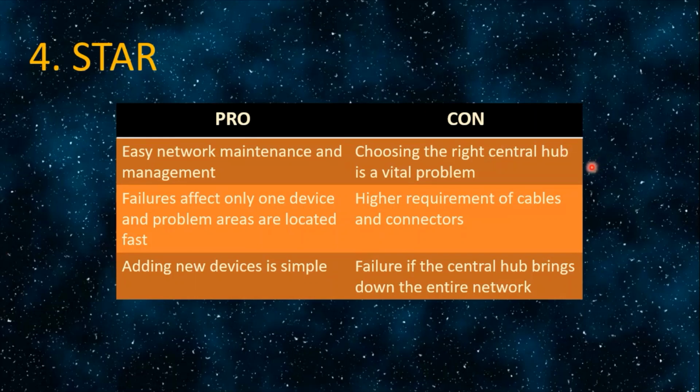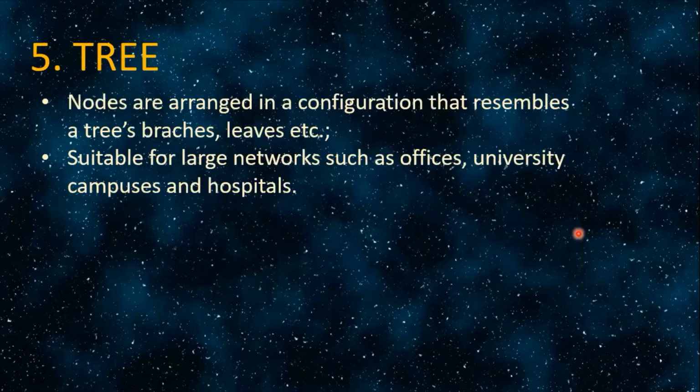The cons are that choosing the right central hub is a vital problem because you need to have the exact type of ports so that all the devices are connected correctly, which is very hard to find if you have different types of devices. It has a higher requirement of cables and connectors, and failure located at the central hub brings down the entire network.